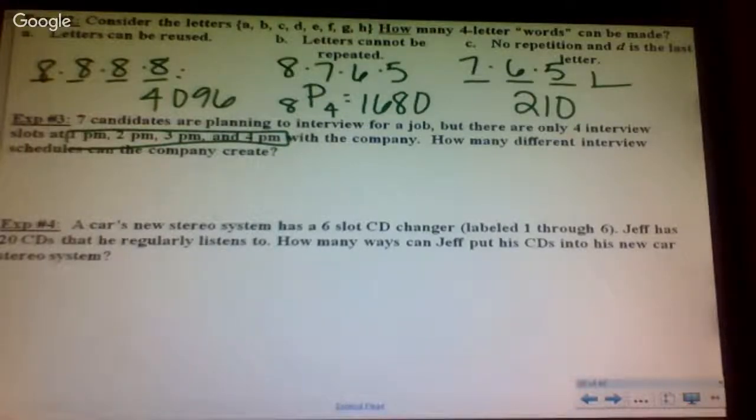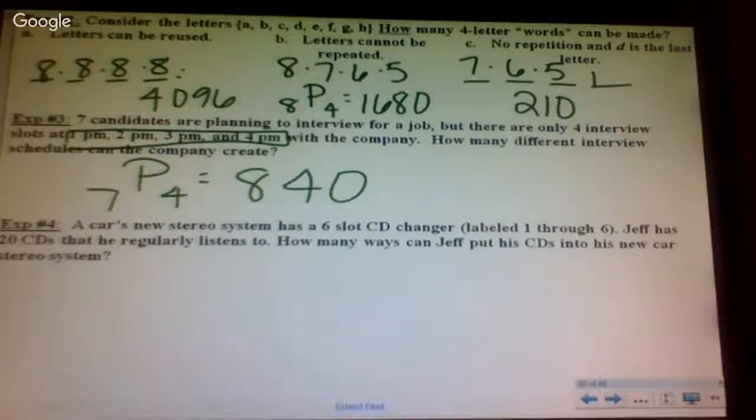Okay, so how many total candidates do I have to pick from? 7. How many slots do I have to fill? 4. 7 permutate 4. 840. So it's always the total and how many you're going to pick.